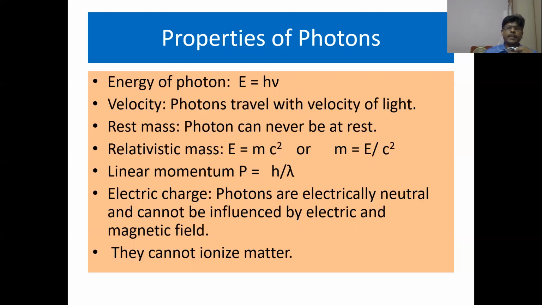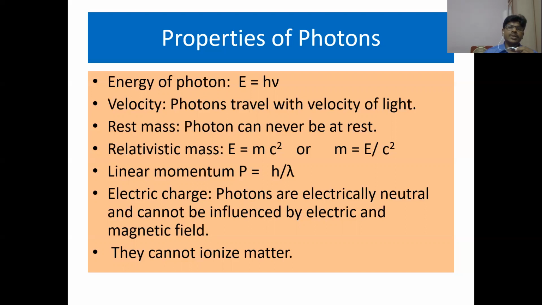What about the linear momentum? The linear momentum of a photon is given by the equation P is equal to h by lambda. P is the linear momentum, h is the Planck's constant, and lambda is the wavelength. What is another formula for P? General formula for P is mass into velocity. Since photons move with the velocity of light, in case of photon, momentum P is equal to m into c. So we can say m into c is equal to h by lambda.